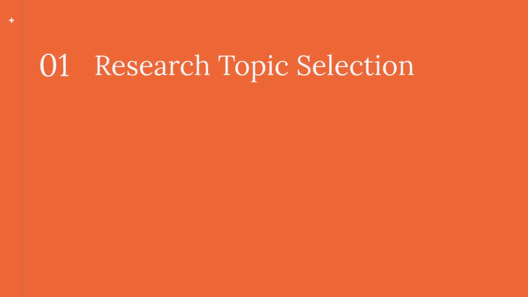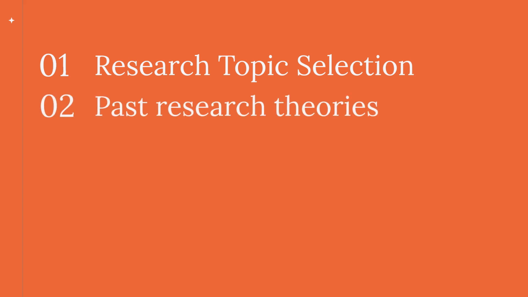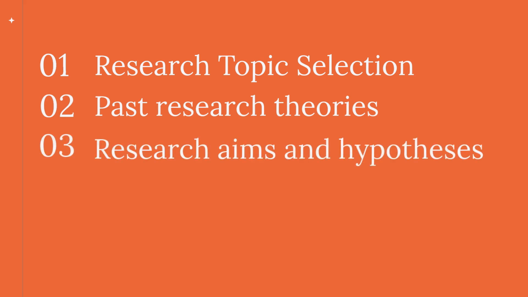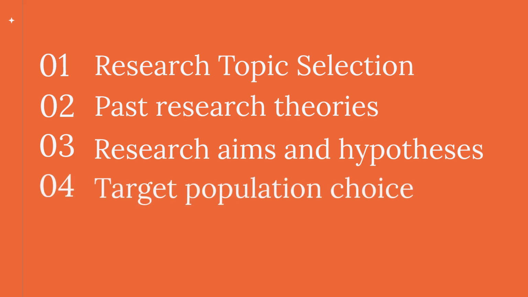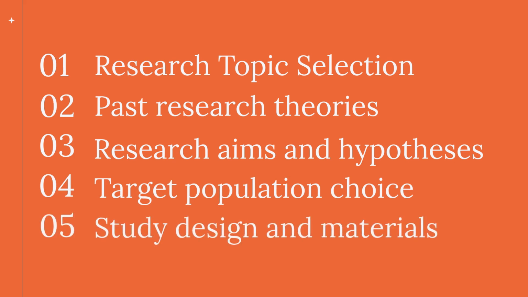Choosing a research topic involves considering past research, including theories and studies. This foundation leads to the formulation of research aims and hypotheses. It's crucial to decide on a target population that aligns with these aims. The design and materials for the study must be carefully planned. Participants play a vital role in the research process.